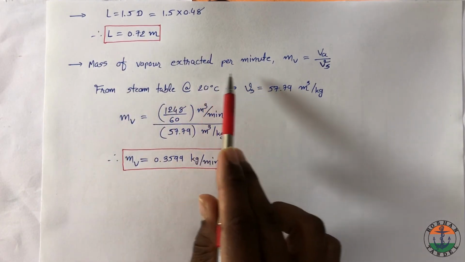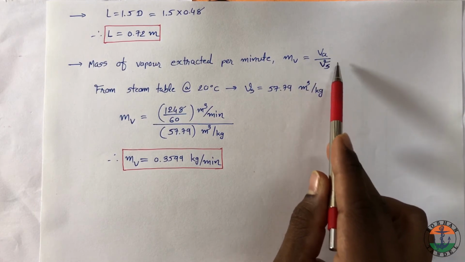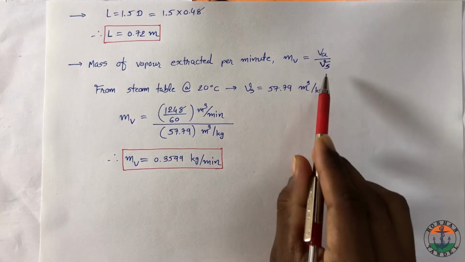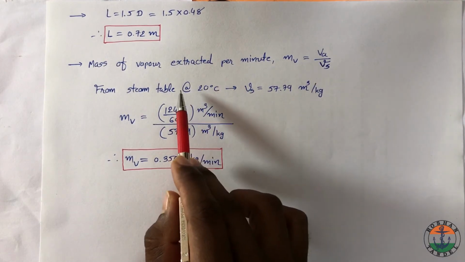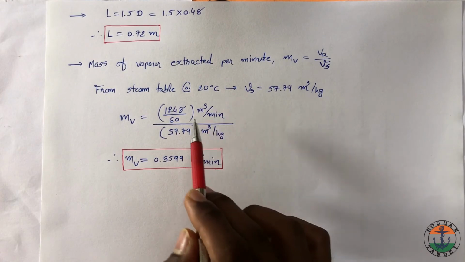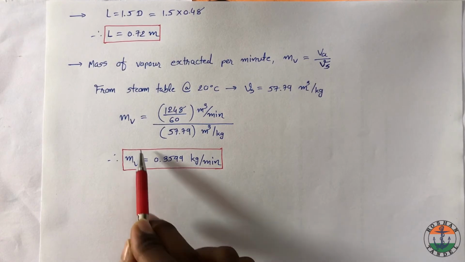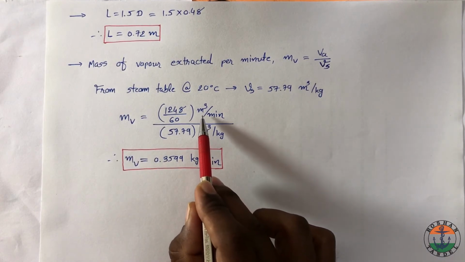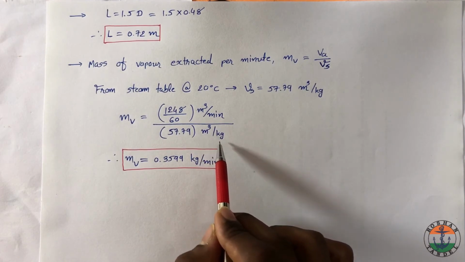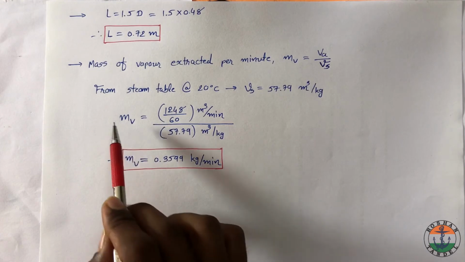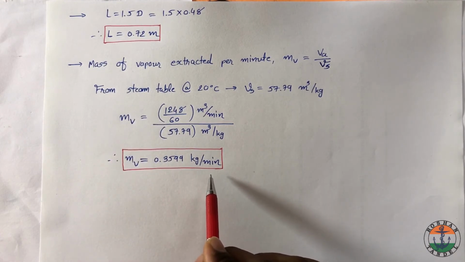Mass of vapor extracted per minute, MV, is equal to volume of air divided by specific volume of steam. Here Vs we have to consider at the mean temperature of the condenser, which is 20 degrees Celsius. Put the values of Va and Vs in this equation and find MV. Here the unit of Va is meter cube per minute and the unit of Vs is meter cube per kg, so the mass of vapor extracted you can find in kg per minute.